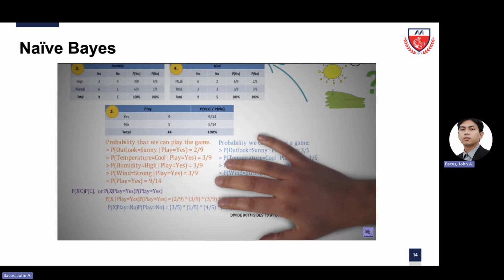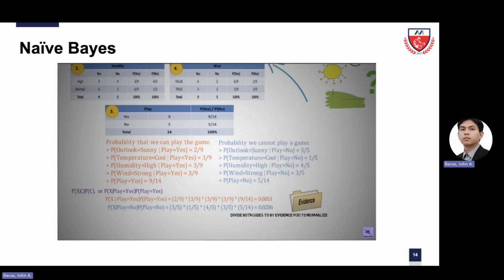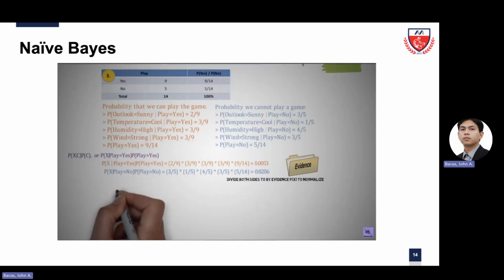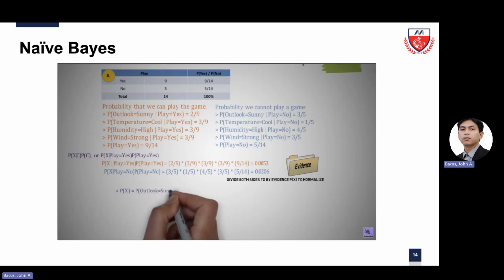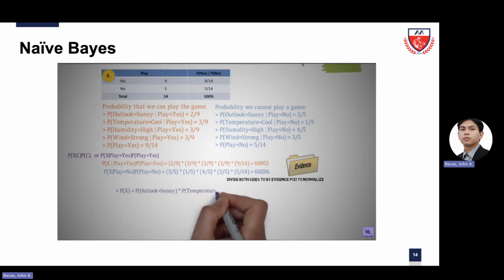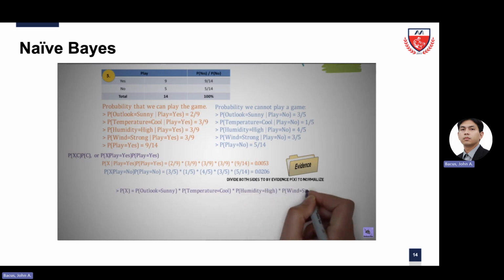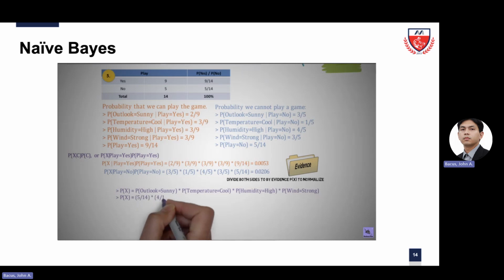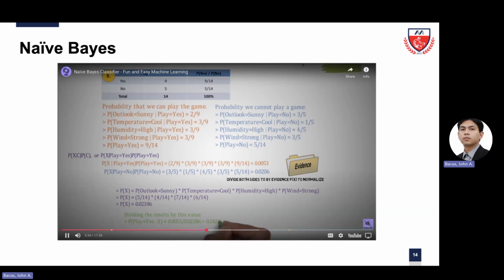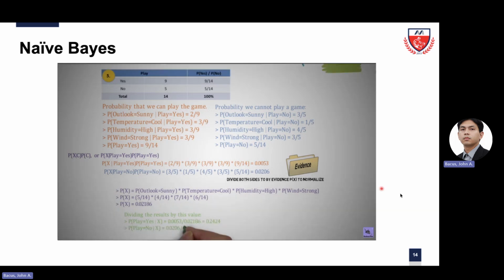The evidence for both equations is the same, and we can find the values we need within the total columns of the lookup table. Therefore, the probability of x equals the probability that outlook was sunny times the probability of temperature equals cool times the probability that humidity is high as well as wind equals strong, as we mentioned earlier. And this gives us our probability of x, which is 0.02186. Then dividing the results by this value, we get the probability that we play golf given x, which is 0.2424, as well as the probability that we don't play given x, which is 0.9421.